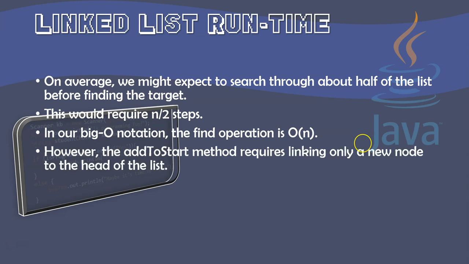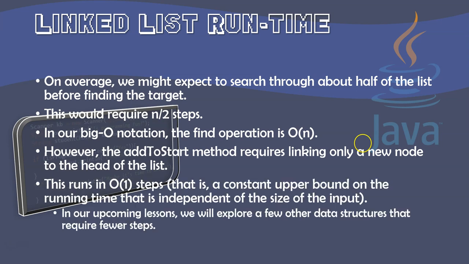However, the add to start method requires linking only a few nodes to the head of the list. This actually runs in big O of 1 steps. That is a constant upper bound on the runtime that's independent of the size of the input. Now, we aren't going to tackle this today, but in the upcoming lesson, we'll explore a few other data structures that require fewer steps, because obviously we want to have as few steps as possible in order to keep that runtime down.